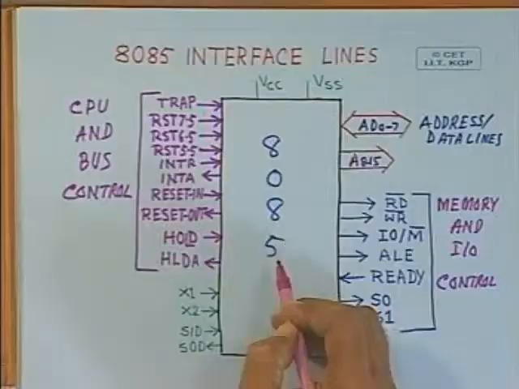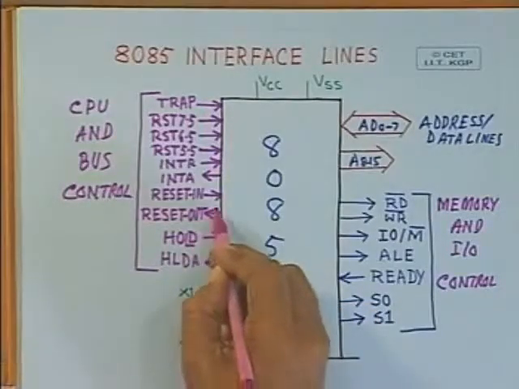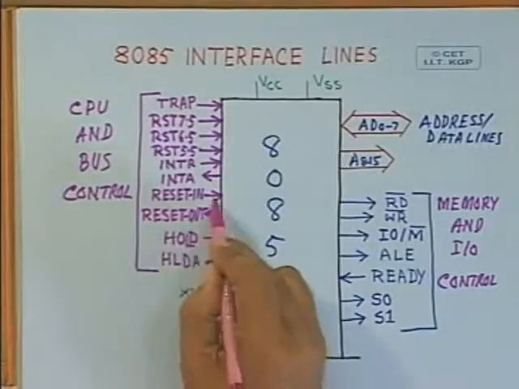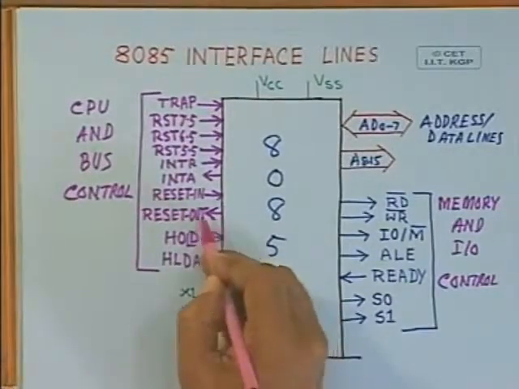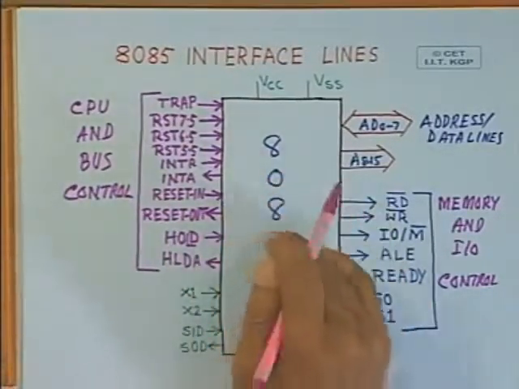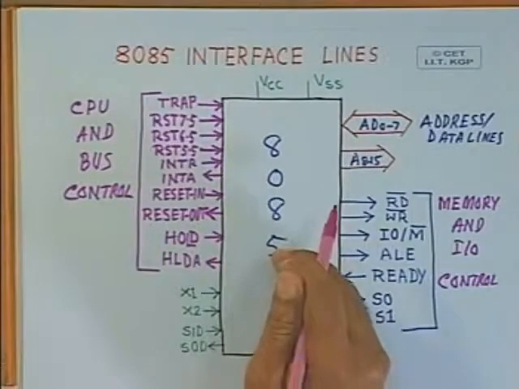Then this is your reset in, reset out for resetting purpose. Whenever you reset the microprocessor, it goes to a predefined state, and reset out is the signal coming out from the microprocessor. Whenever you activate reset, this reset out comes, indicating that reset has taken place within the microprocessor.